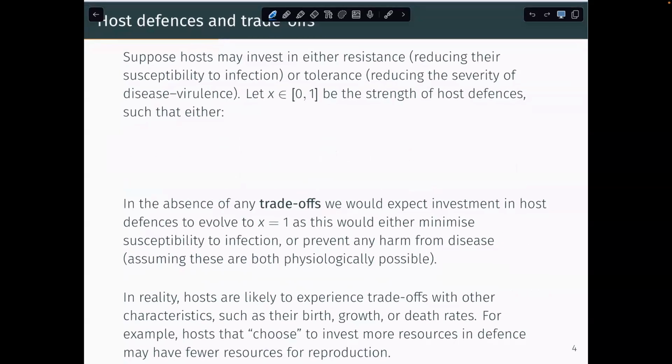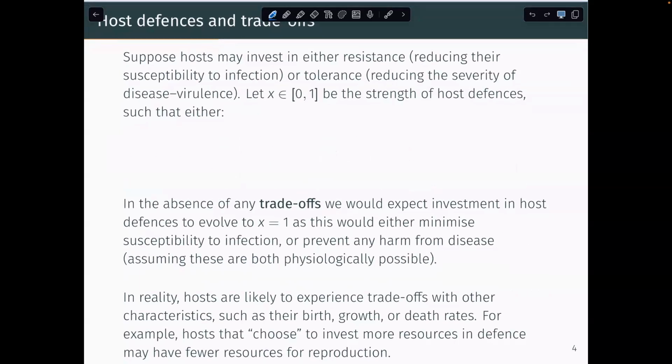One way of conceptualizing this is imagining that trade-offs are going to be important in this just as they were for pathogens. The hosts can't just become completely resistant or completely tolerant without paying some cost associated with that, right? Otherwise, everything would just be resistant or tolerant completely, right? So generally, we would expect there to be some sort of trade-offs.